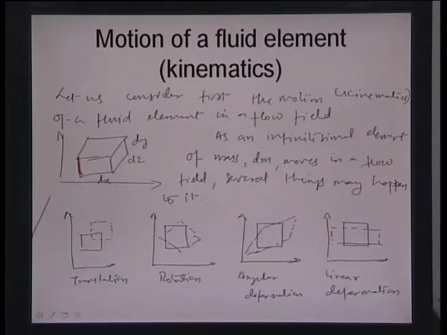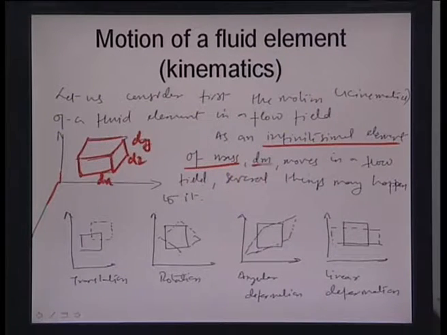So, this is the box at the very outset, present in a rectangular coordinate system. The volume element has a volume of dx, dy, dz. Okay. And essentially this is an infinitesimal element of mass dm, where rho is the density. We assume the density rho to be constant here, it is an incompressible flow.